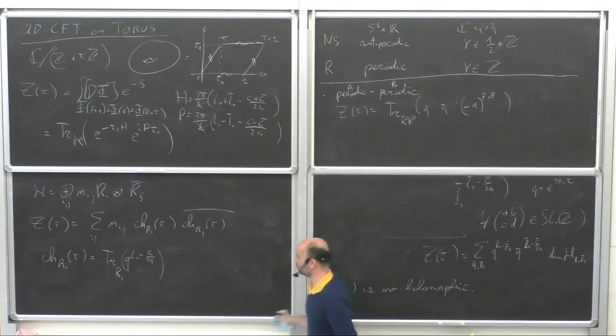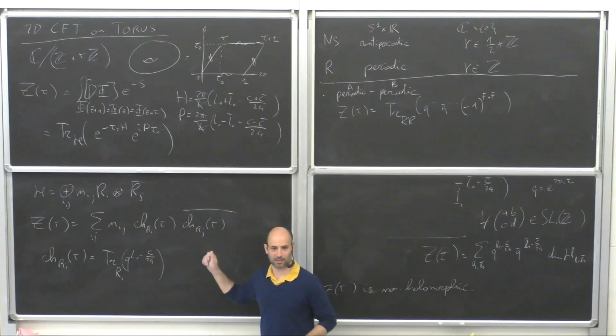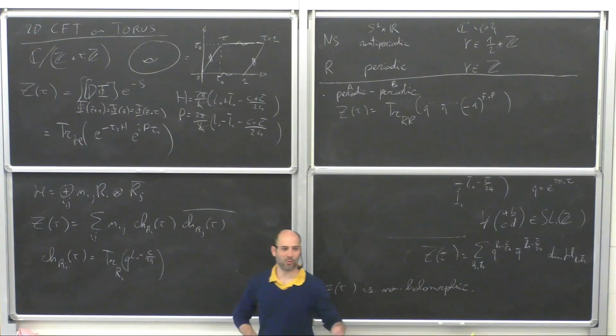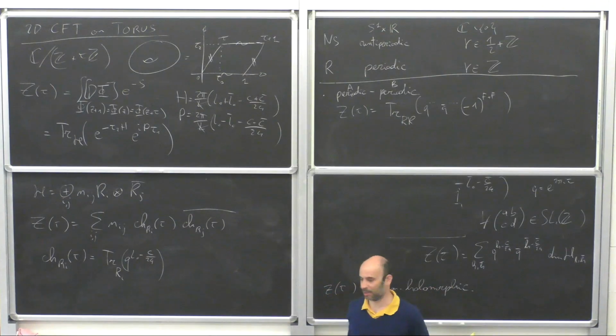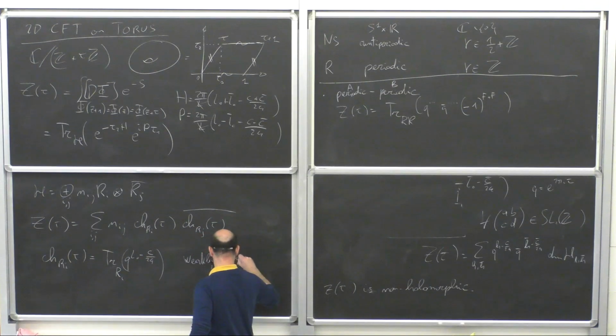They are actually holomorphic in the interior of the upper half plane. They can have poles at the cusps. This is fine. So in principle, they are, I would say, weakly holomorphic.